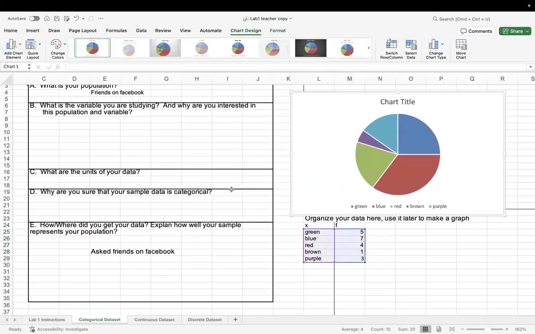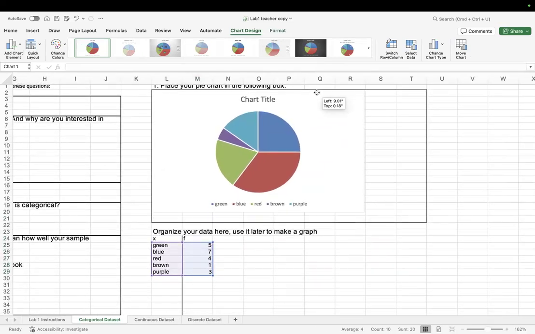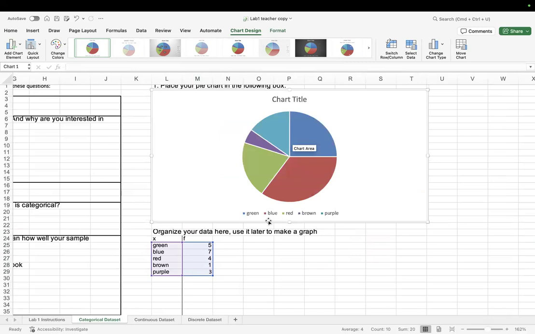And this is beautiful. I love this. This is great, except my labels are funky. I'm just dragging this to fit it. My blue is red. The red is light blue. Brown is purple. Purple is blue. I don't really like all that. I'm going to fix that in a minute.